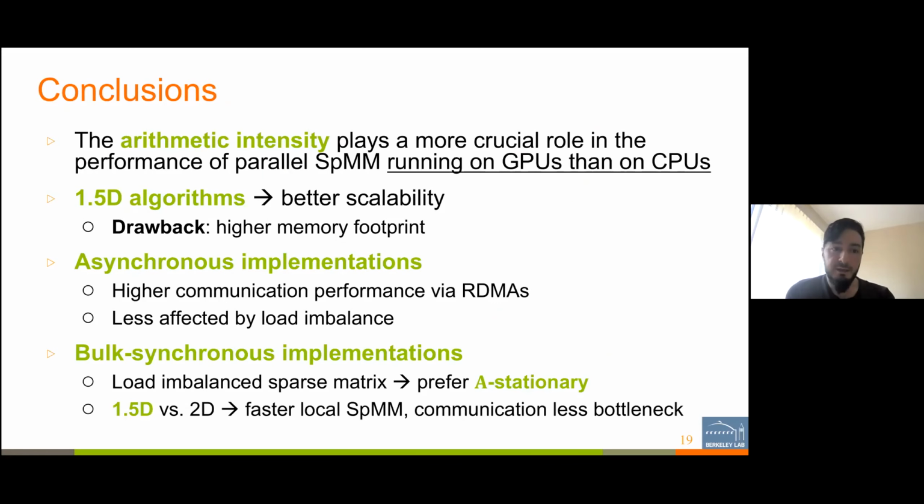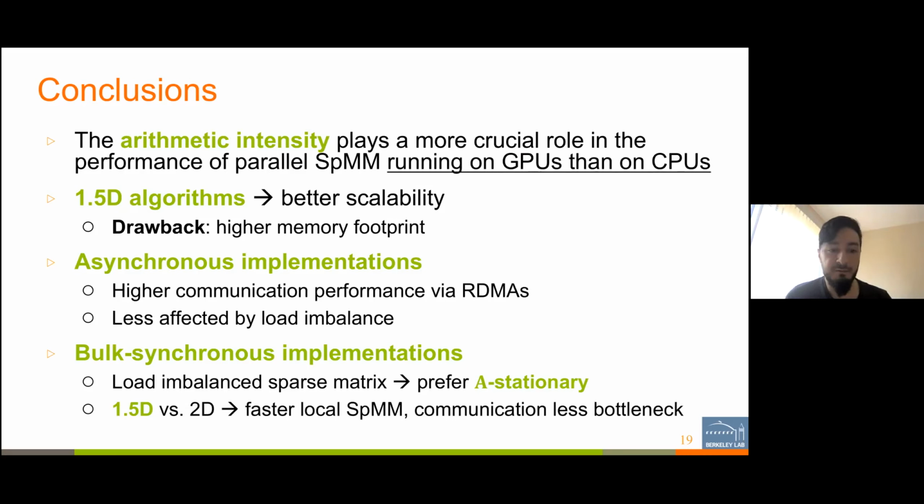So to conclude, we saw that the arithmetic intensity plays a more crucial role in the performance of parallel SpMM when running on GPUs than on CPUs. So the higher arithmetic intensity of 1.5D algorithms in local multiplication enables them to scale better than the 2D algorithms. And the 1.5D algorithms often exhibit better scalability.